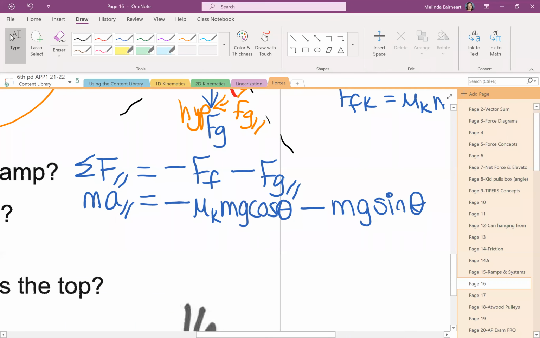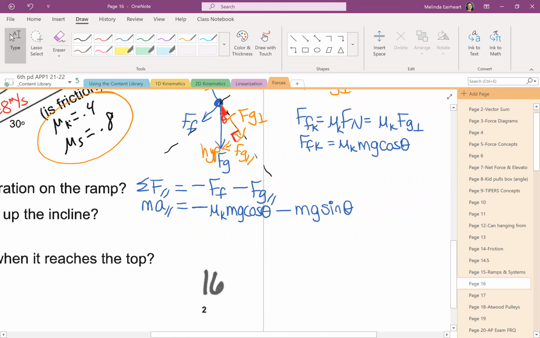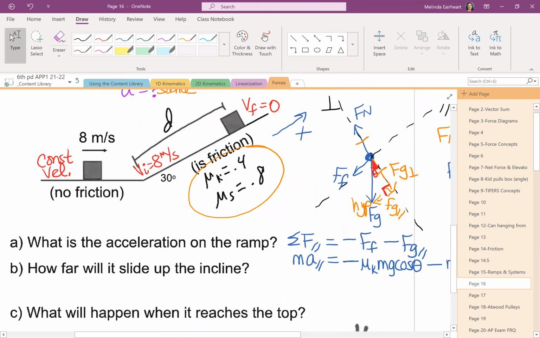Okay. Ramps with friction, I don't want to say it's the hardest thing you'll see, but it definitely ramps it up. Okay, what are we doing all this for? We're trying to solve for the acceleration. Oh, did they give me the mass? Uh-oh, they did not give me the mass. All is lost. I can't do this, or can we?